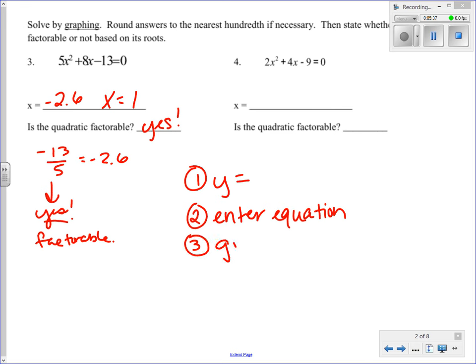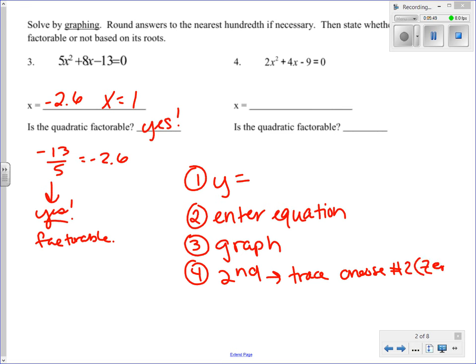You're going to press graph. Then you're going to press second, trace, and choose number 2, which says zero. Okay, then you're going to do your left bound, right bound, and guess. Okay, and that will give you the zero. You'll do that twice. You'll do it for both zeros, assuming that you have 2.